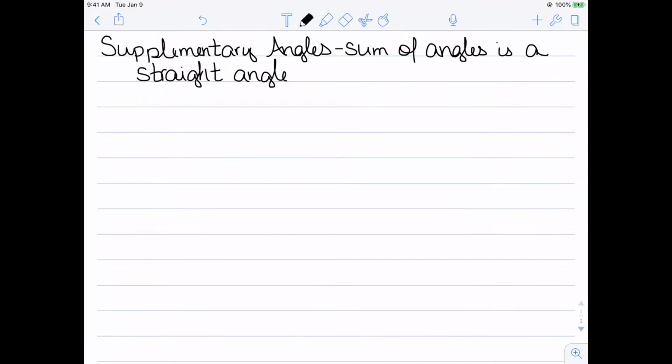We'll now look at some of the different types of angles and some of the theorems that result from them. The first is that of supplementary angles. And the idea of supplementary angles is that the sum of the angles is a straight angle. If I add the measures of these two angles, I get a straight angle.